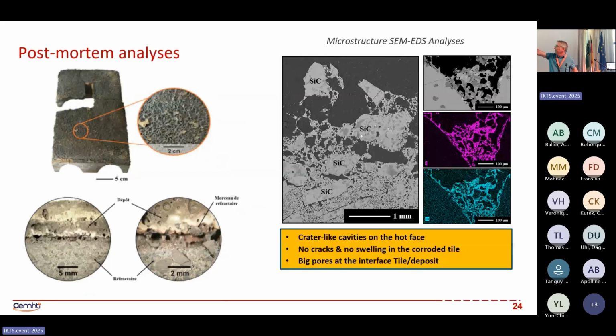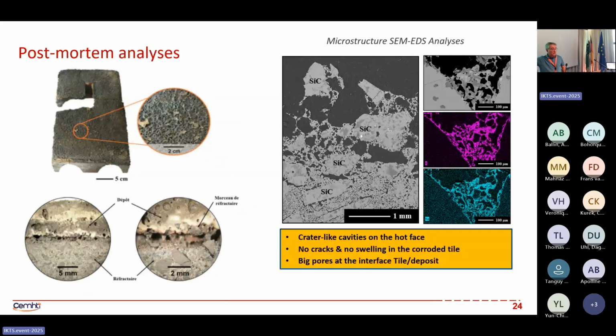Crater-like cavities on the hot face, no cracks, no swelling in the corroded tile. This is what we observed in the medium 8, due to the infiltration of the gases, etc. I skip the mechanism in this part, but in this part, it is completely different.